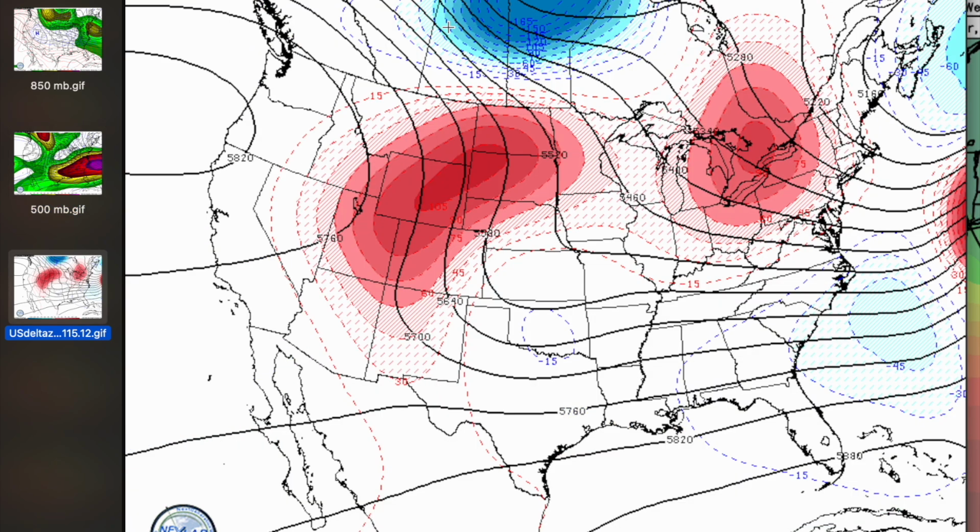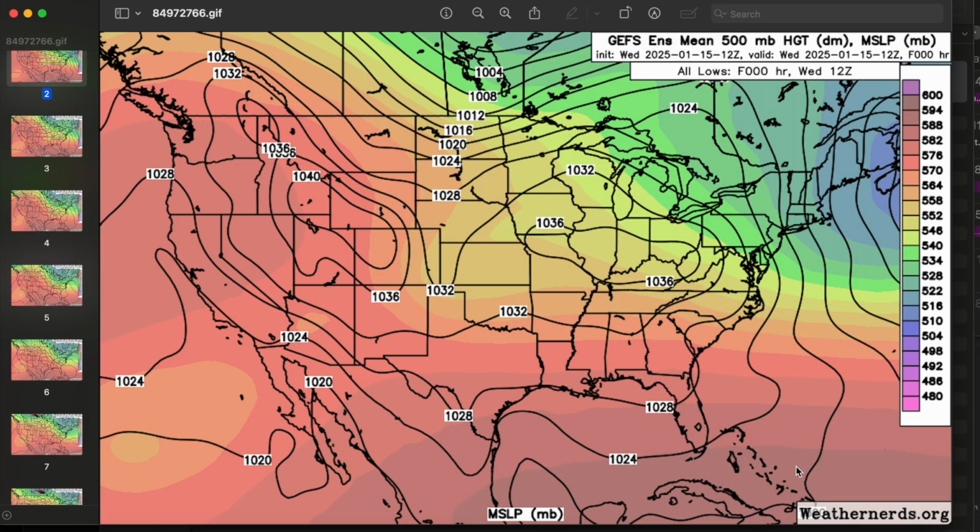Across the Intermountain West into the northern parts of the plains, we have height rises, which indicate some sinking motion. So here is our Global Ensemble Forecast System mean 500 millibar heights in our colors, and the surface mean sea level pressure in our black lines.